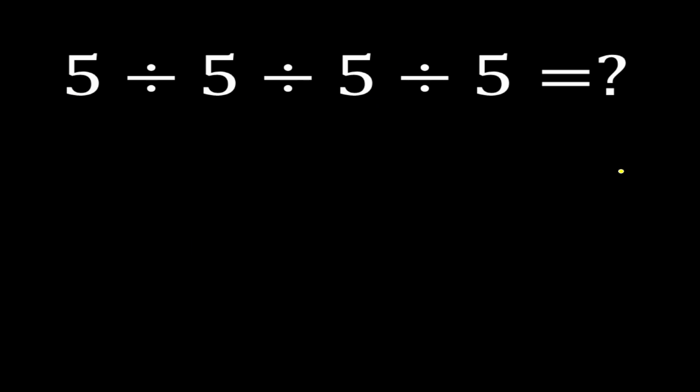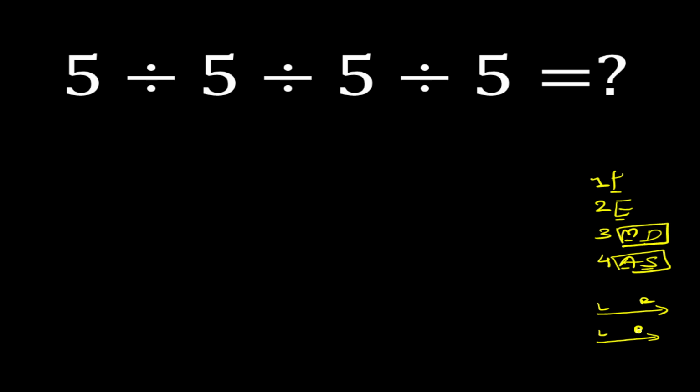So PEMDAS, P E M D A S. According to PEMDAS, first priority is parentheses, second priority is exponents, third priority is multiplication and division. Here multiplication and division both have equal priority. So we have to solve it from left to right. Fourth and last priority is addition and subtraction. And also addition and subtraction both have equal priority. So we have to solve it from left to right.